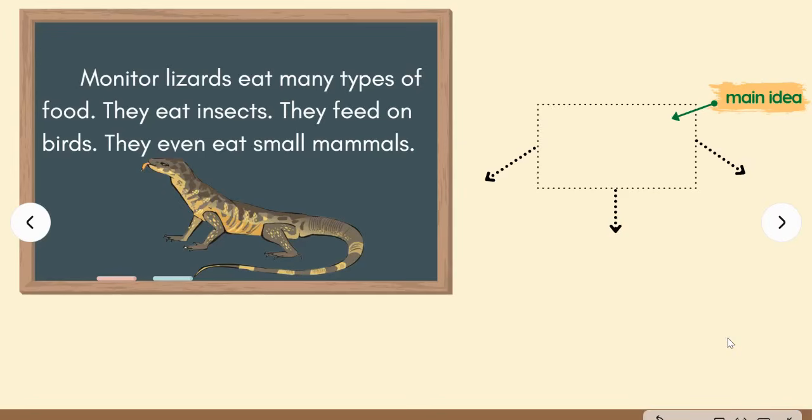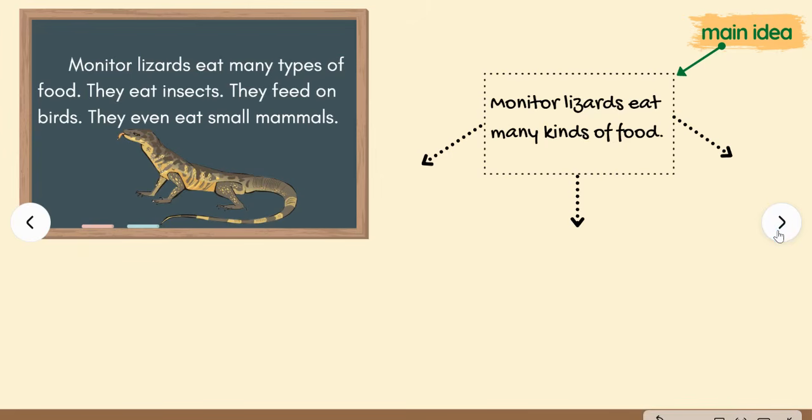Now that we know the main idea, let's use a graphic organizer to help us organize our thoughts of the main idea and details of this passage. The main idea, monitor lizards eat many kinds of food, goes in the center of the graphic organizer. Now the details will be the different examples of food that monitor lizards eat in the passage.